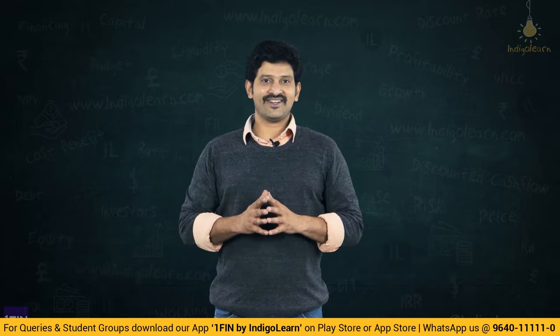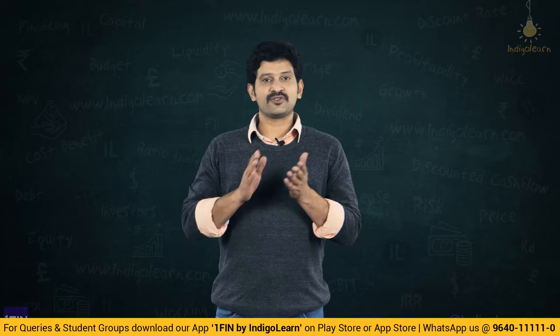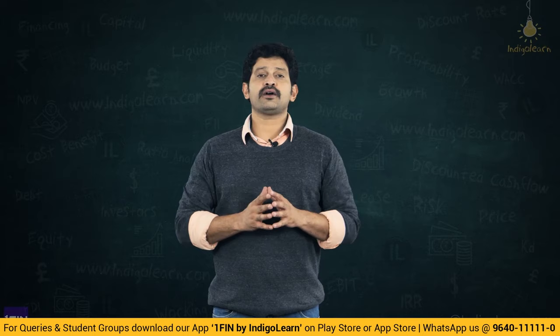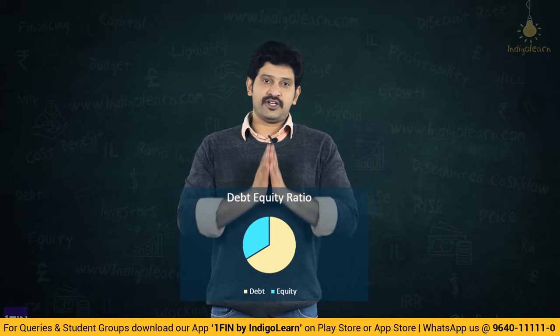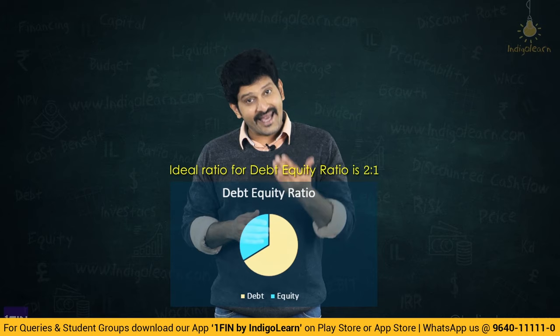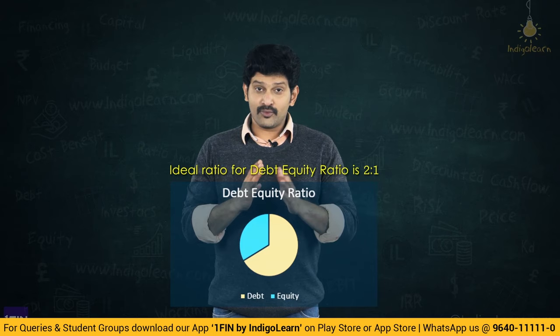So, this is about the capital structure ratios or the leverage ratios under the head long-term solvency ratios. Friends, before we move to the next one, that is coverage ratios, one special point about the leverage ratio is, just like how we have an ideal ratio for current assets and current liabilities, that is current ratio, there is also an ideal ratio for debt equity ratio, that is 2:1. Now, what does this mean? That means the debt component can be up to twice that of equity. So, why can't it be much more? Because the more and more you have debt, the more and more risk is involved.